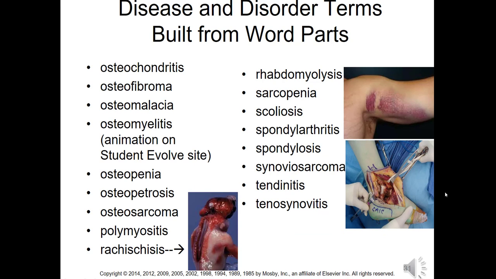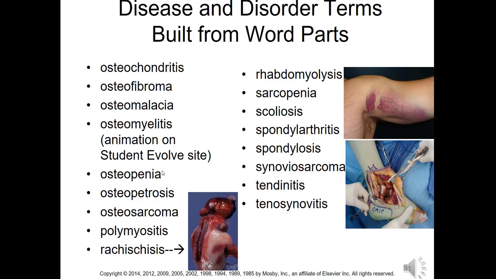Let's look at some of these diseases and disorders that are built from word parts. We have osteochondritis, which is inflammation of the bone and the cartilage. Osteofibroma is a tumor of the bone and the fibrous tissue that's benign. Osteomalacia is softening of the bone. Osteomyelitis is inflammation of the bone and the muscle, or I'm sorry, the bone marrow. Osteopenia is abnormal reduction of bone mass.